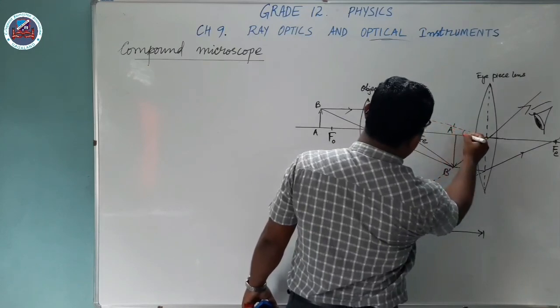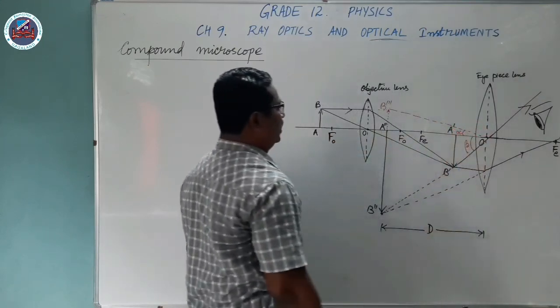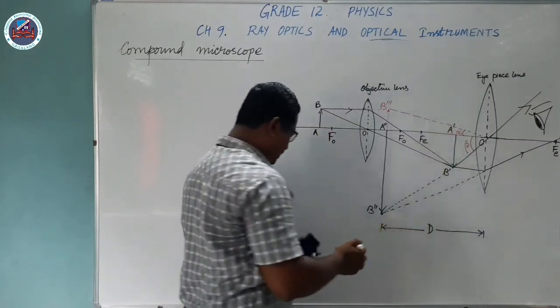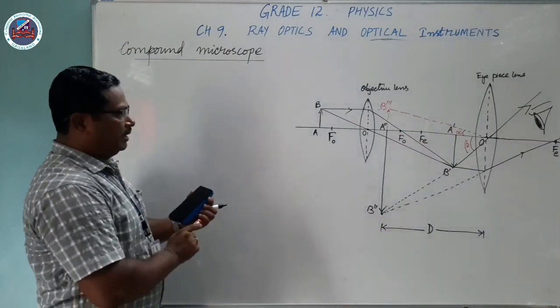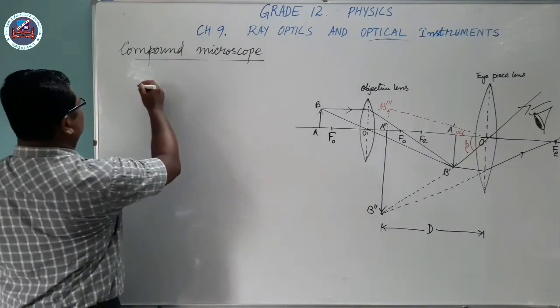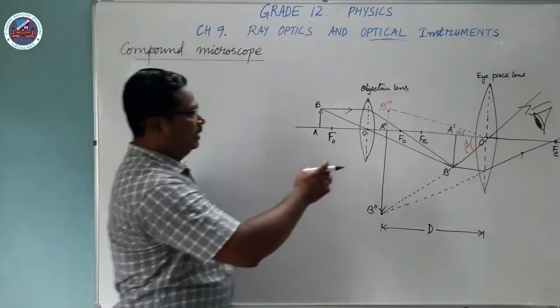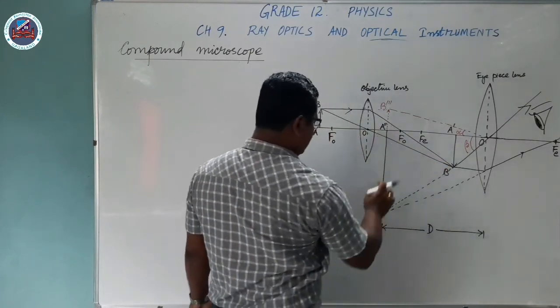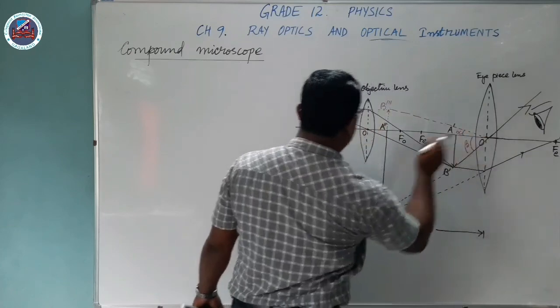This angle we mark as alpha. The ratio between these two, beta and alpha, gives us the angular magnification. So to get the expression for angular magnification, we'll have to find alpha and beta. To find beta, we can take triangle A'' B'' O.